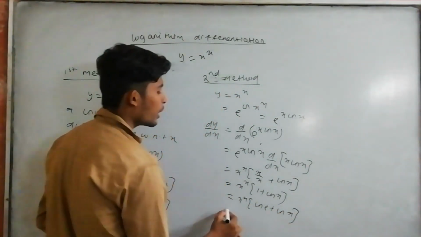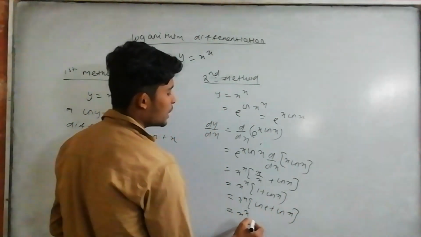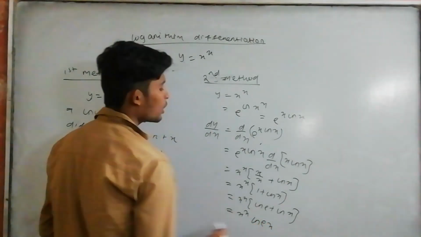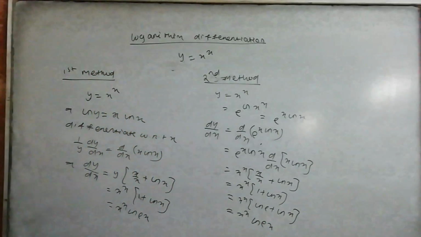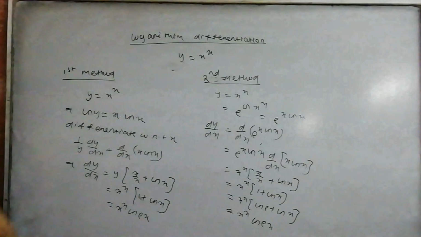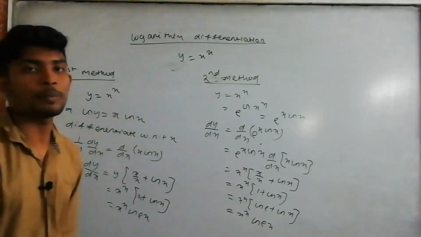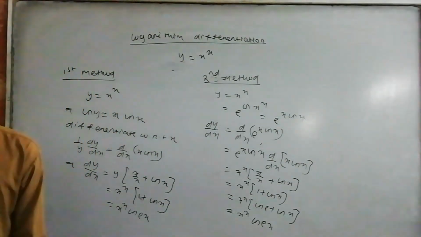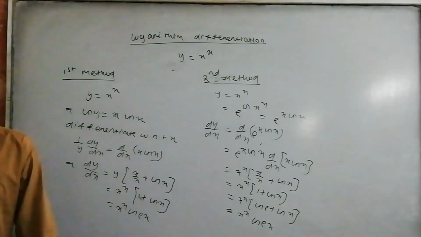Okay, so what do you get? x to the power x (ln a plus ln b), so ln ab, e to the power ln e x. Look at this, the answer is the same but the method is different. Okay, then you have to go to another example.